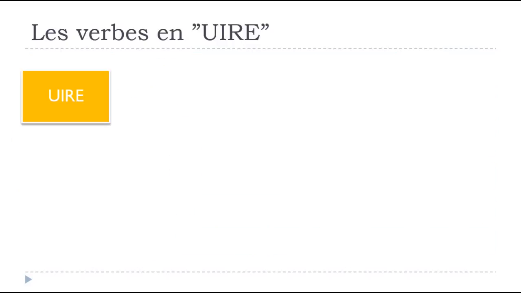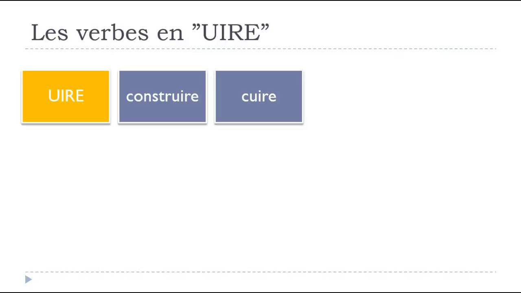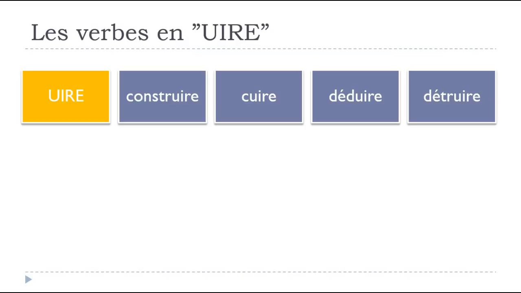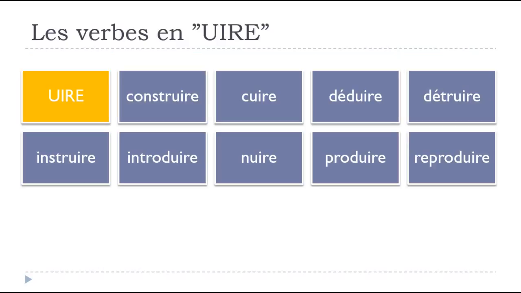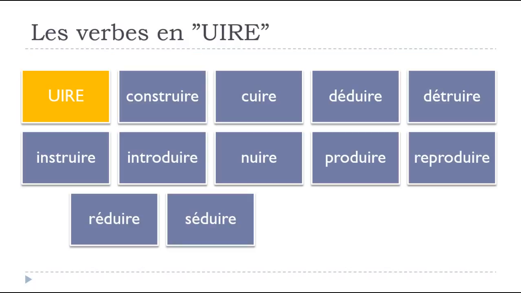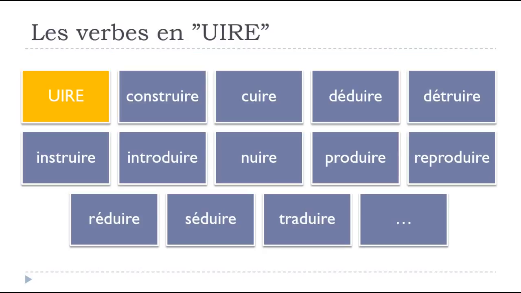So we'll see now the other verbs that will actually be conjugated like conduire. Construire, cuire, déduire, détruire, instruire, introduire, nuire, produire, reproduire, réduire, séduire, traduire, and a few others.